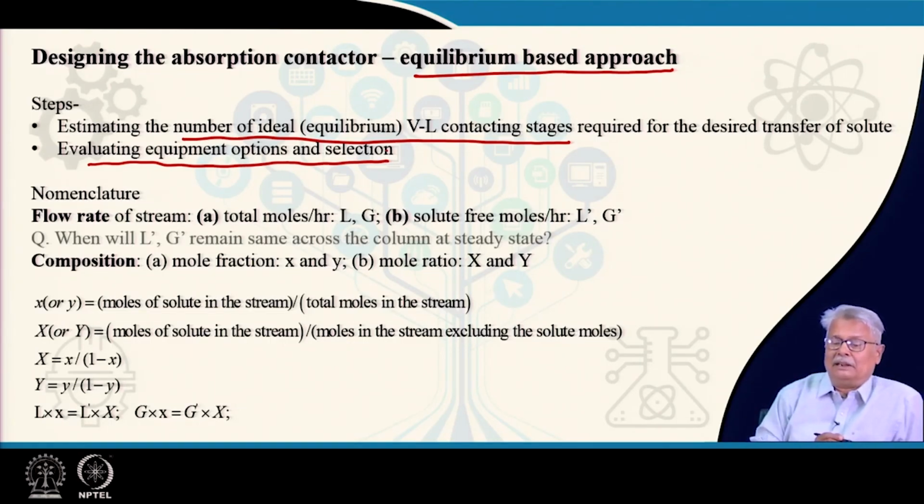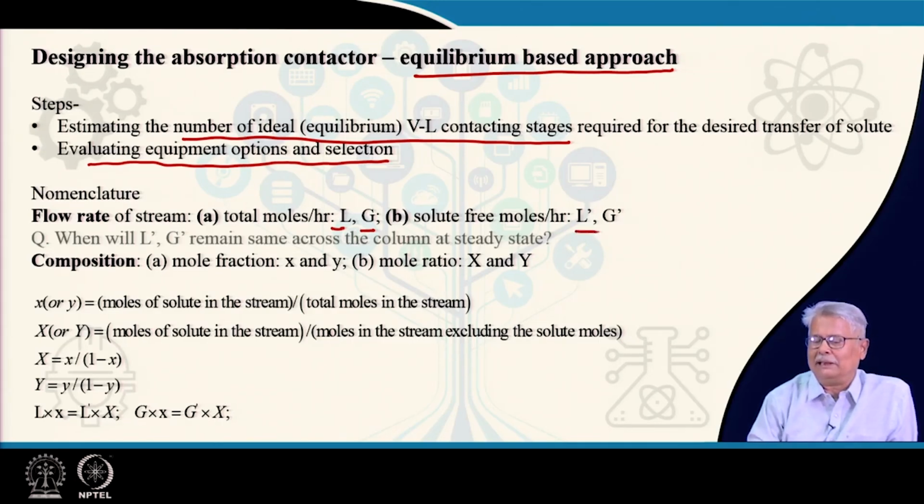Before we move further, there is something I want you to note at this moment. We are going to use a specific convention here. L and G are going to be the total molar flow rates, the moles per hour of total number of moles flowing in a stream. Similarly, the corresponding number of moles present in that stream except the solute are denoted by L dash and G dash.